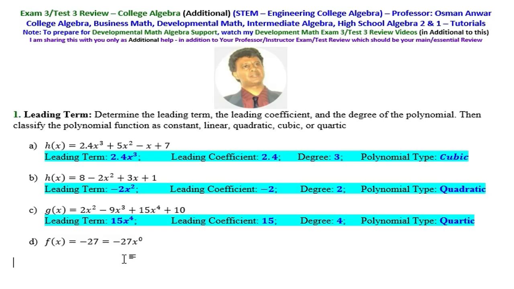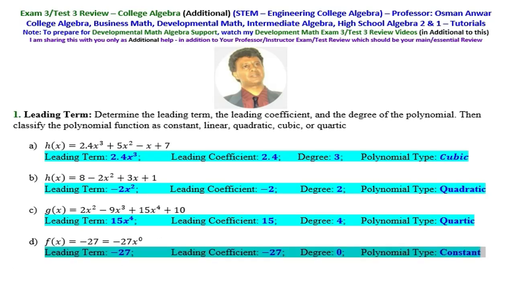D. F of x equals minus 27, that's equal to minus 27x to the 0. Here the highest degree is 0. That means the leading term is minus 27, the leading coefficient is minus 27, the degree is 0. This polynomial type is then constant.